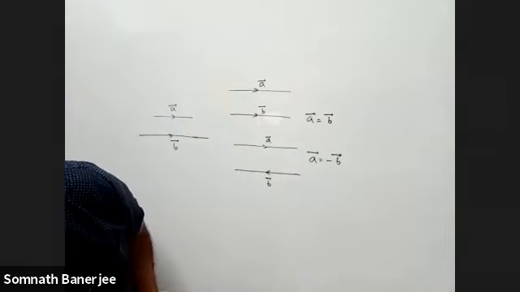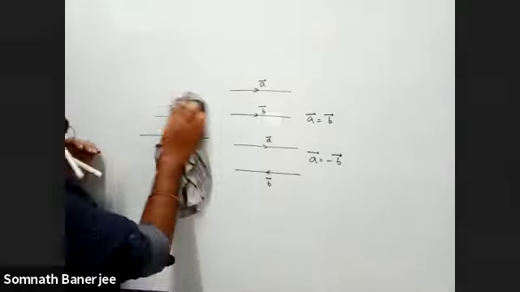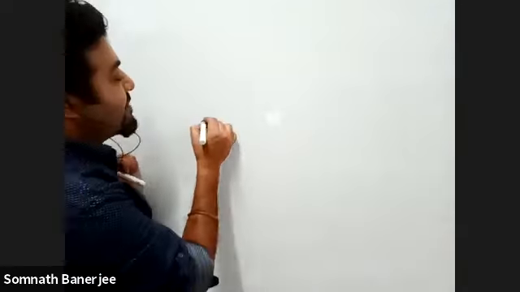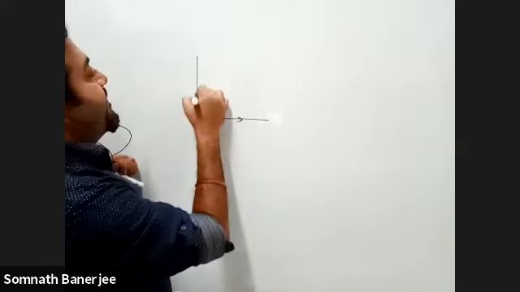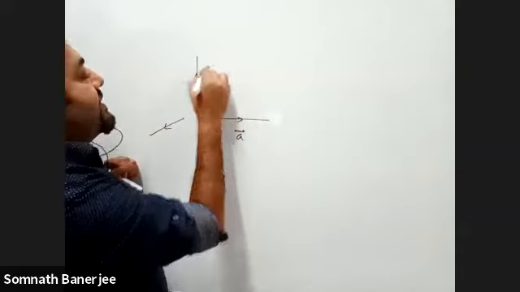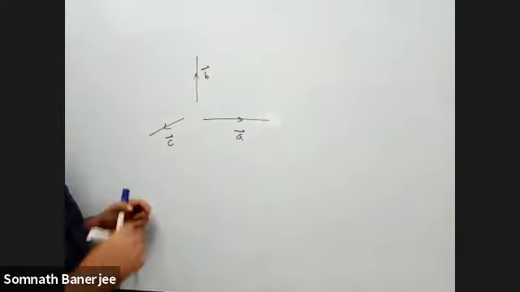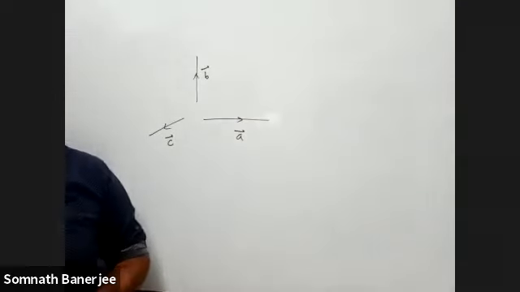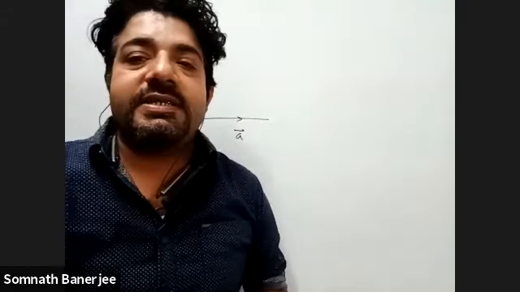Next is coplanar vectors. What do you mean by co? Co means same. What do you mean by plane? Plane means in the same plane. So if three vectors, suppose vector A, vector B and vector C, are in the same plane, then we can say they are coplanar.